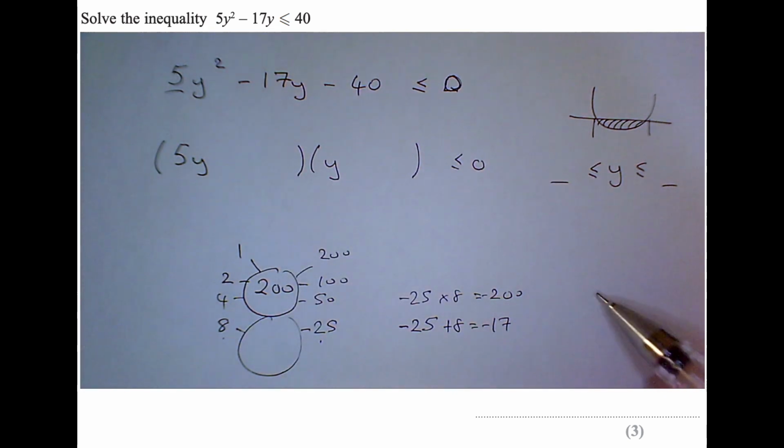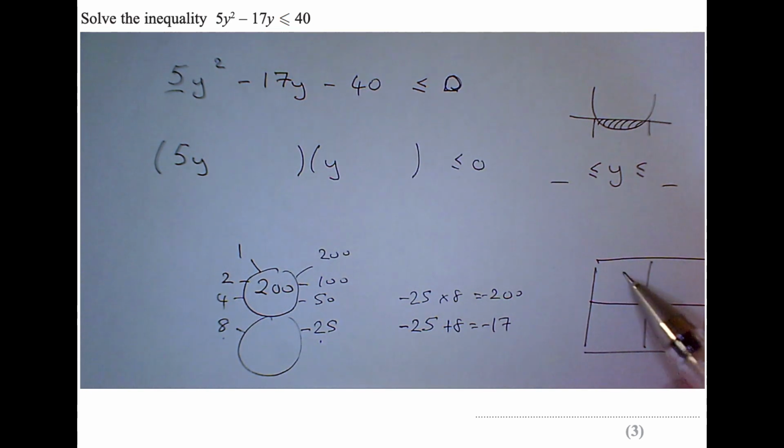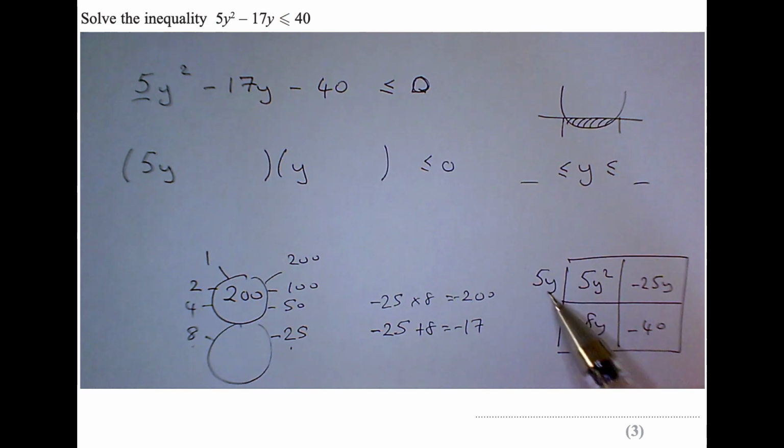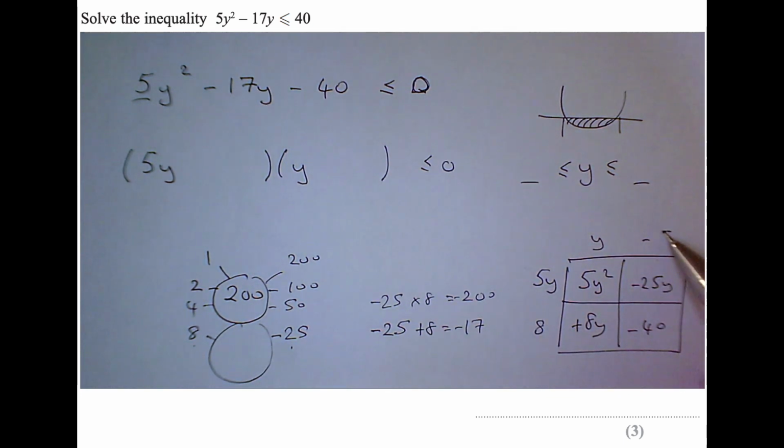So I'm going to factorize this now using the flag of St. George, the little box here. I write in the 5y squared, and instead of writing minus 17y, I write what minus 17y is equal to, which is minus 25y plus 8y, and minus 40 goes in the last box there. All I do now is find the highest common factor of each row and column. So 5y times y is 5y squared, y times 8 is 8y, 5y times minus 5, and minus 5 times 8 is minus 40, and there I have it.